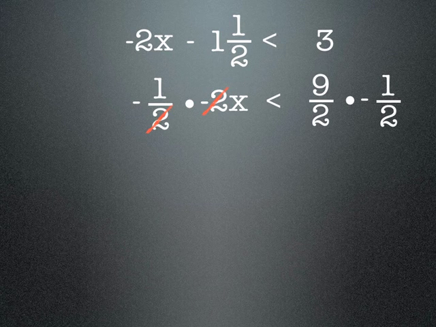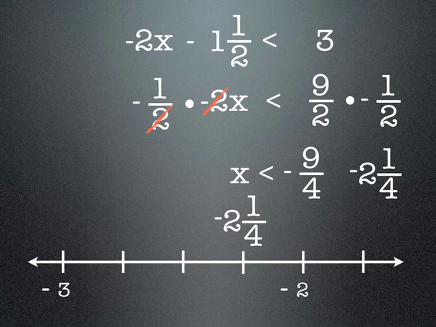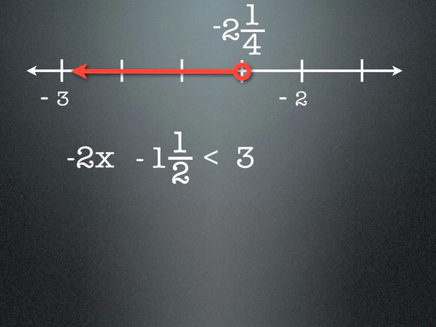Cross out the 2's, simplify on the right-hand side, and there's our solution in 2 forms. Graphing it, we want to use an open circle at the -2 1/4. And to check our solution, we'll go ahead and replace the variable with a value. -3 solves for the solution, makes it rather easy, gets rid of those fractions. And 4 1/2 is less than 3.